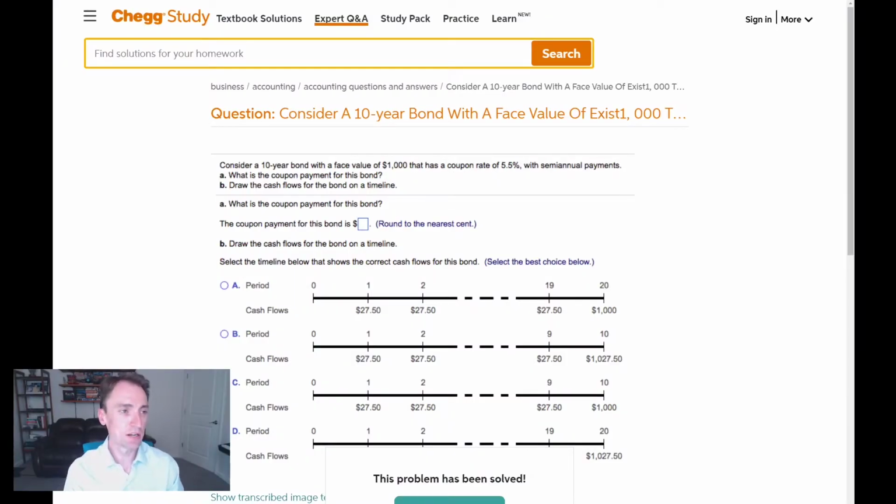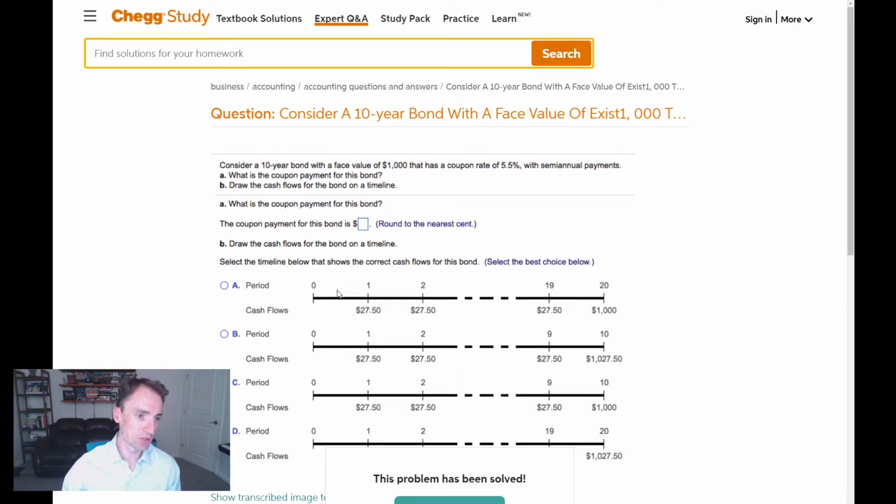Now, as you can see here, we're looking at what looks like a textbook homework question. So don't get too bogged down in the actual specifics of what it's asking, but it tells us here you've got a 10-year bond with a face value of $1,000 that has a coupon rate of 5.5%, and it pays out coupon payments or semi-annual payments every 6 months. And that's what semi-annual means.